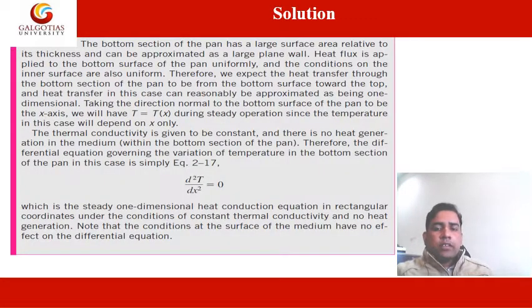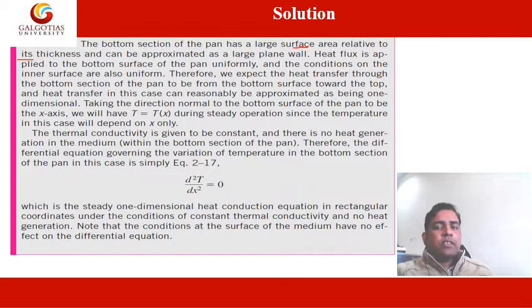This problem is self-explanatory. The bottom section of the pan has a large surface area relative to its thickness and can be approximated as a large plane wall. Why are we approximating it as a large plane wall? Because the surface area is large compared to its thickness. Heat flux is applied to the bottom surface of the pan uniformly, and the conditions on the inner surface are also uniform.